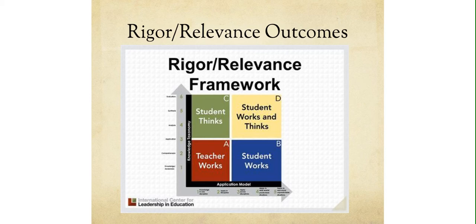in the classroom. So if you'll notice, in quadrant A, teacher works, quadrant B, student works, quadrant C, student thinks, quadrant D, student works and thinks. So as we progress up the scale, the teacher is now moving towards the background and the student is now leading the way. So they are expected to understand the terms that the teacher gave in quadrant A and then take those terms and begin to frame their own thinking.